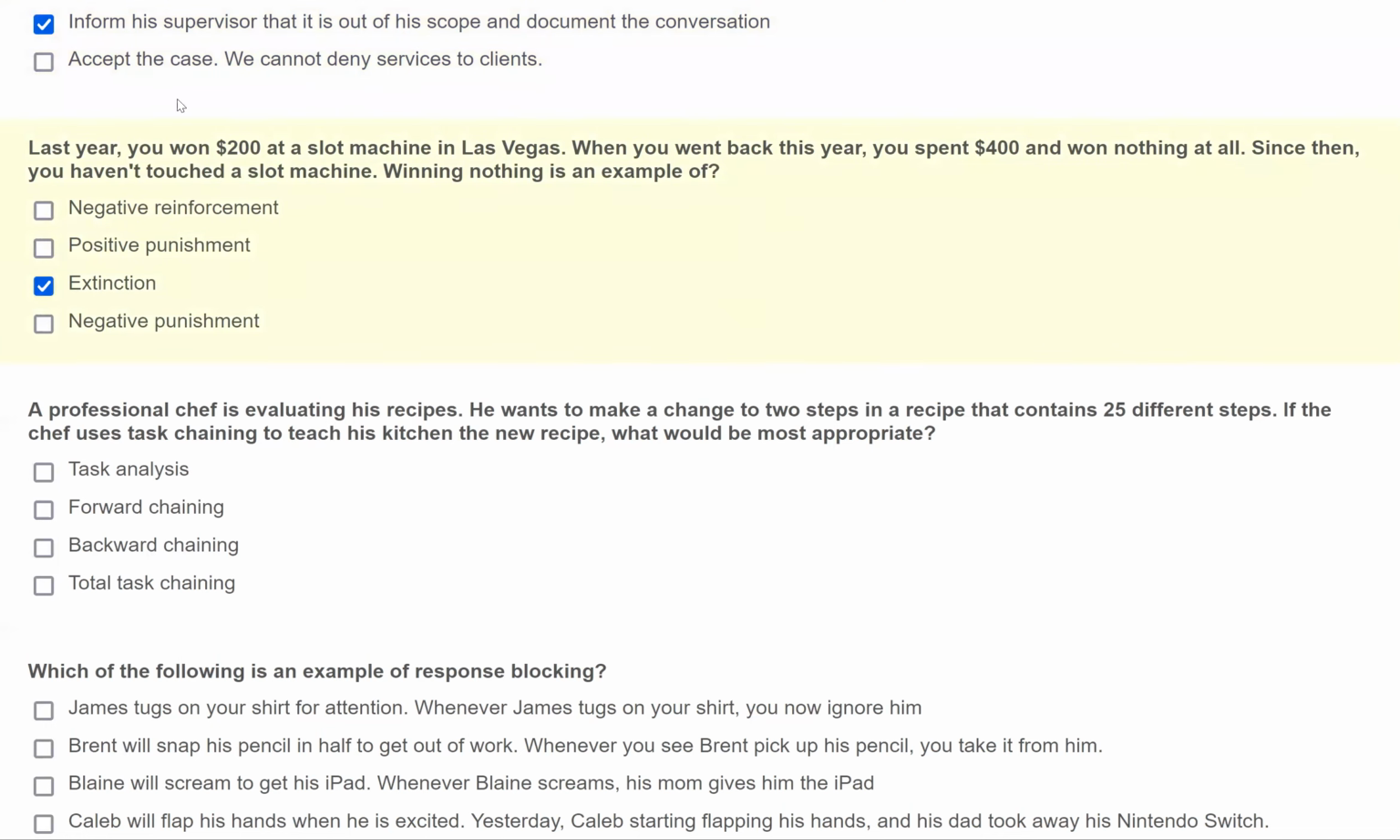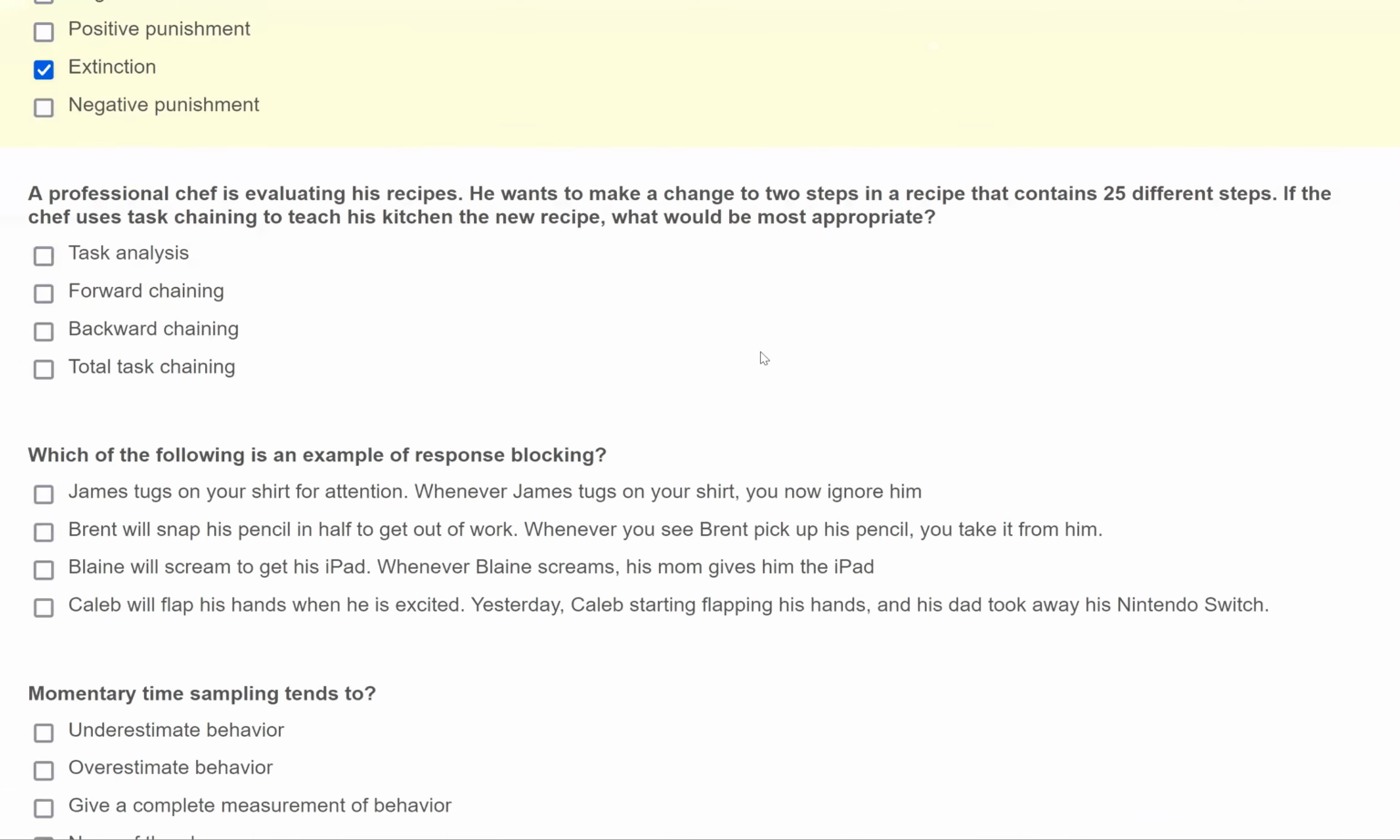You have to look at it in context of the whole question, right? Last year you put money in, you won 200. This year you put money in, nothing happened. Nothing was added or taken away, but reinforcement was withheld. Since then you haven't touched a slot machine. Kind of tricky. Okay, make sure you understand that you have to look inside the context and use all the information available to you to answer these questions. Winning nothing is an example of extinction.